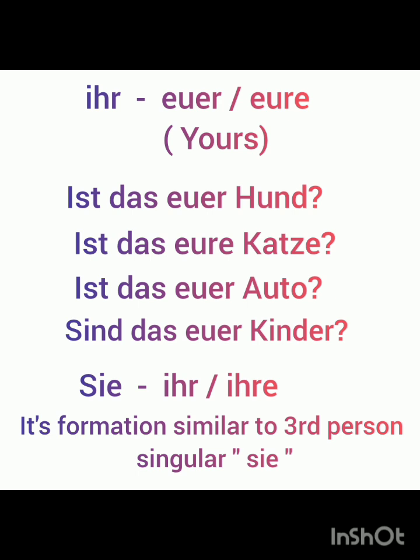Hund is masculine, so we use euer. Katze is feminine, so eure. Auto is neuter, so euer. And finally, Kinder is plural, so eure. Possessive pronoun of third person plural sie is ihr or ihre. Its formation is similar to third person singular sie.